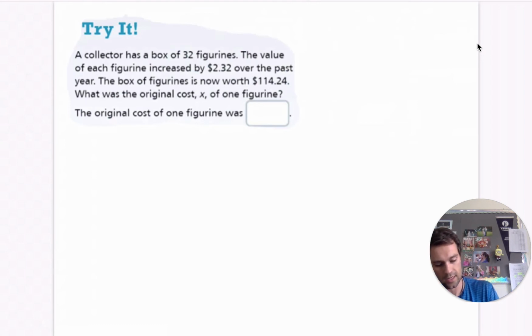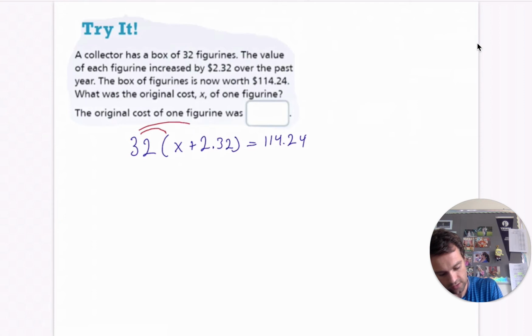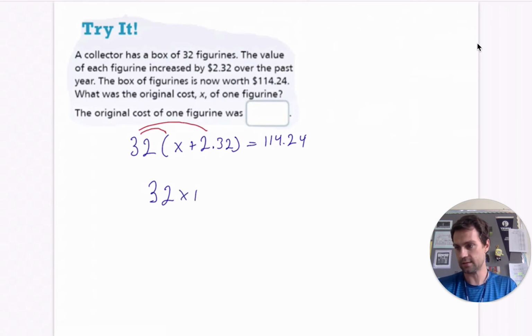Now that you've done it on your own, let's go ahead and work it out together. So we have 32 figurines, each valued, we don't know the value, so the value is called x, and it is increasing by $2.32 each year over the past year. The total is now worth 114.24. So we can go ahead and solve. So we're going to distribute the 32 to each part. So we have 32x plus 74.24 equals 114.24. And for this unit, I'm okay if you use a calculator.